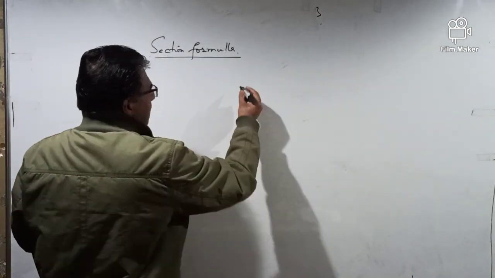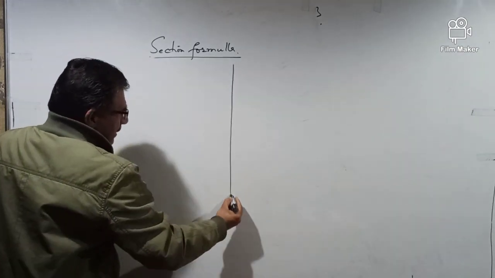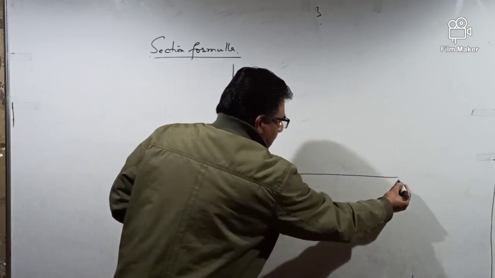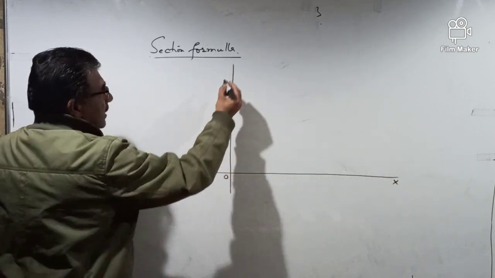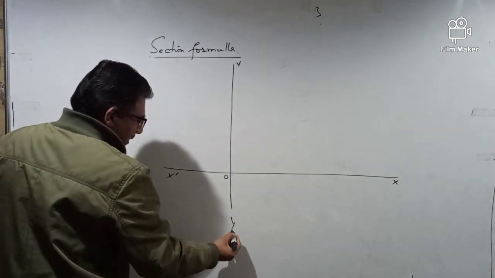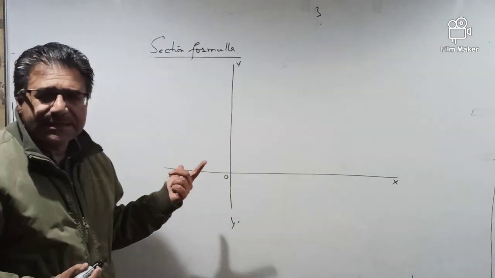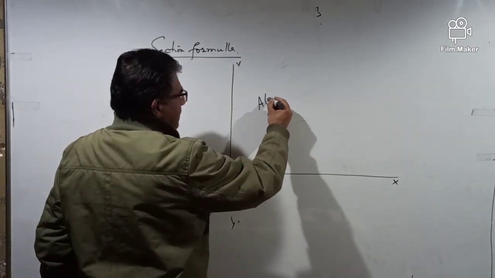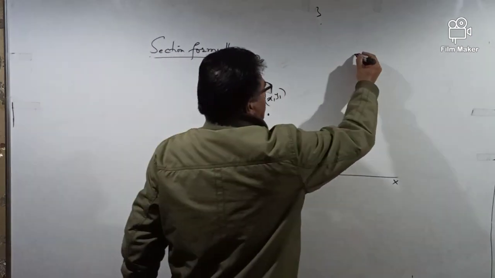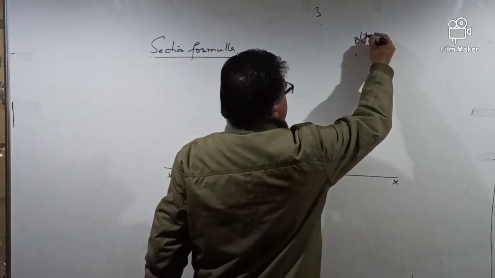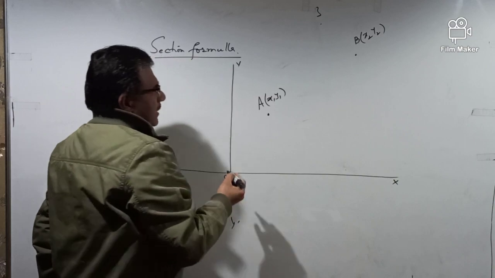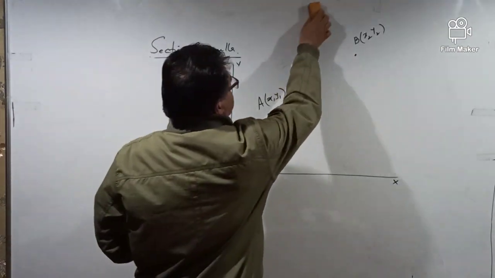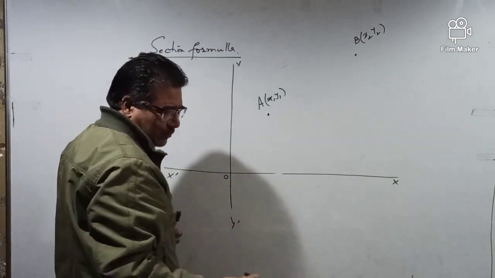What do you mean by internal division? Say you have like this, very simple: X'OX and Y'OY, these are the two axes, the x-axis and y-axis. Suppose there is a point A here whose coordinates are x1 and y1, and suppose here is another point B whose coordinates are x2 and y2. These are the two given points.